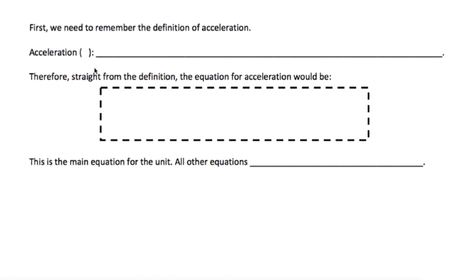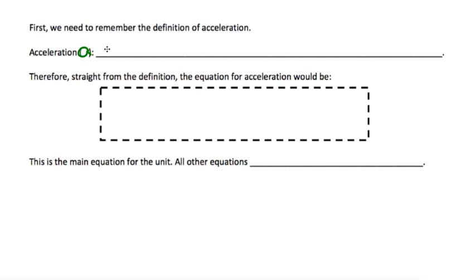All right, so first, we need to remember the definition of acceleration. The reason I have this open parentheses right here is we need to write down what symbol we're going to use for acceleration. And we talked about this before. We just use the letter A. Sorry, it's kind of big there, but the letter A is our symbol that we use for acceleration.